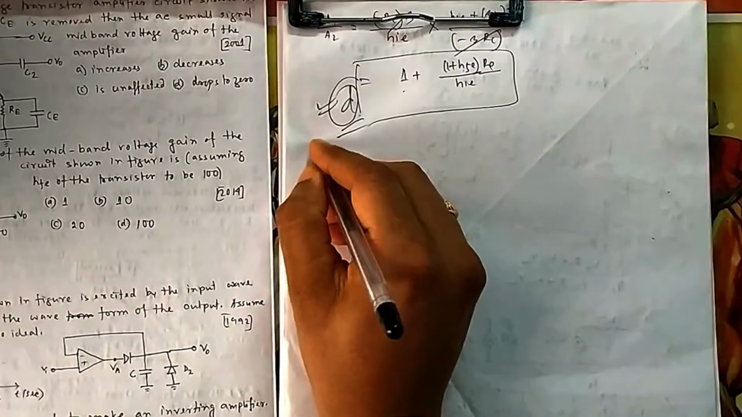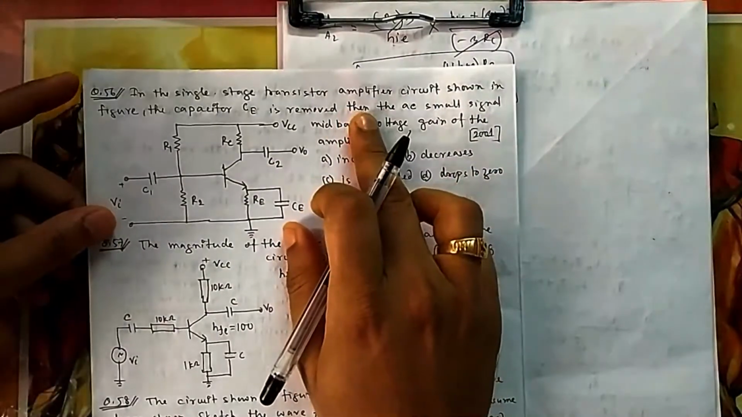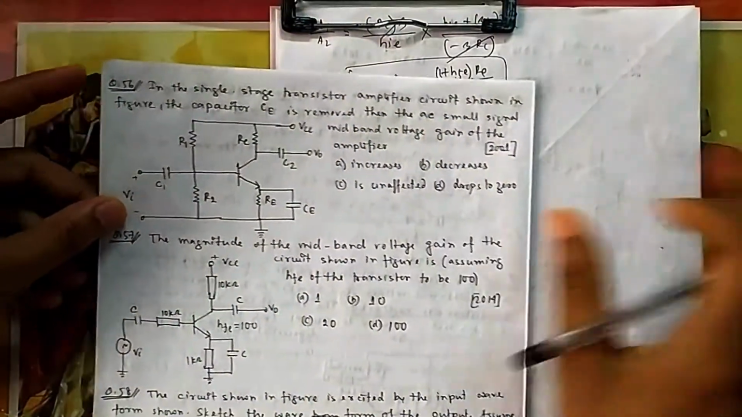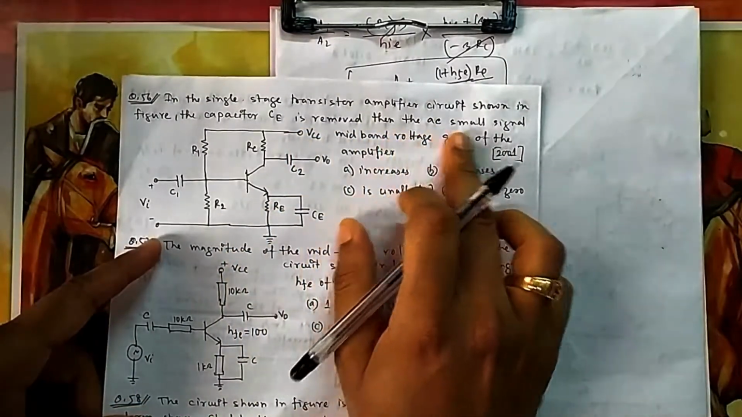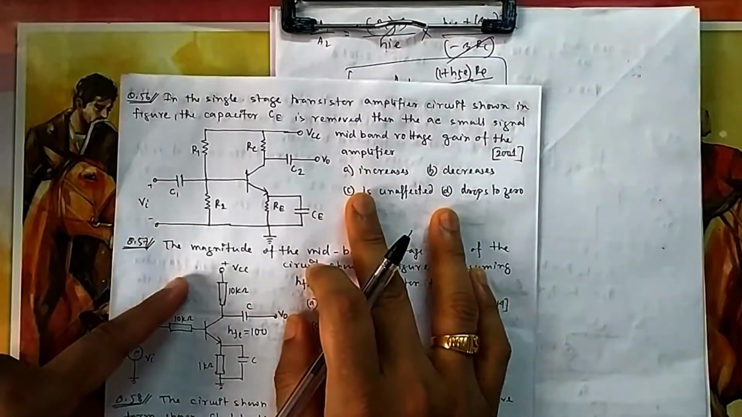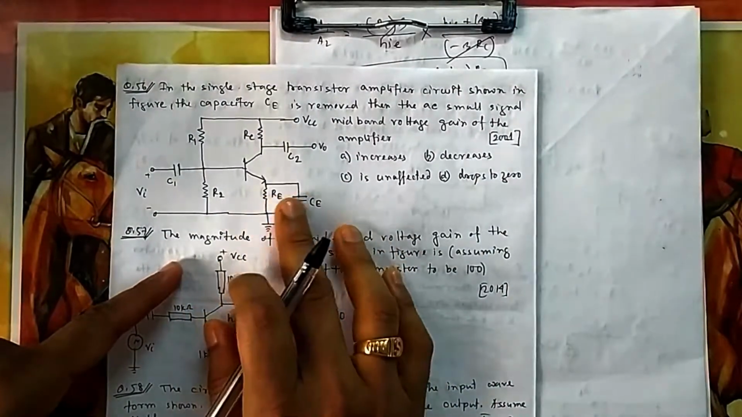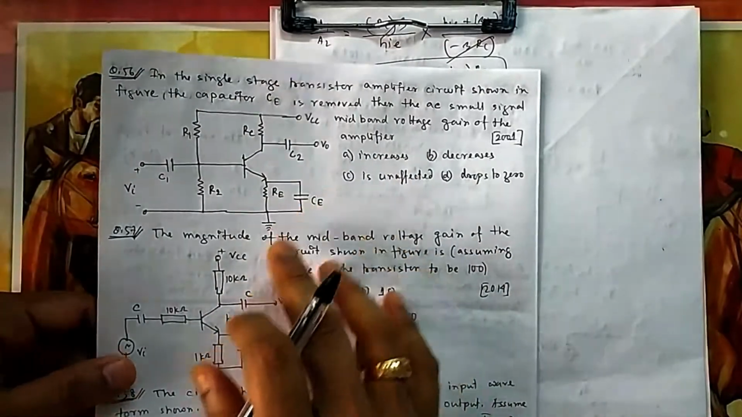In question number 56, what are they asking? In a single stage transistor amplifier circuit shown in the figure, the capacitor CE is removed, then the AC small signal mid-band voltage gain of the amplifier is? So if this is removed, that means it is not bypassed. So what will be the change in voltage? It is similar to your 55.